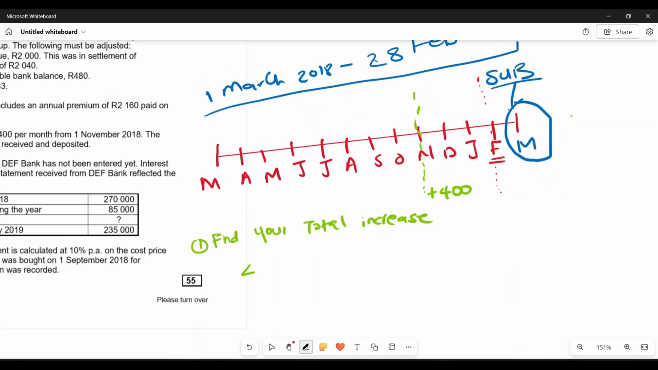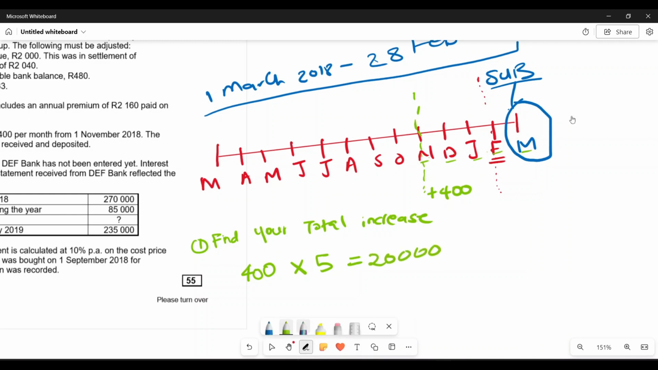Now, for how many months did we receive this 400? We received it for November, December, January, Feb, as well as March. We need to include it because we received rent up until March. So this is a total of 1, 2, 3, 4, 5. We received this 400 for 5 months. So 400 multiplied by 5 is equal to 2,000.